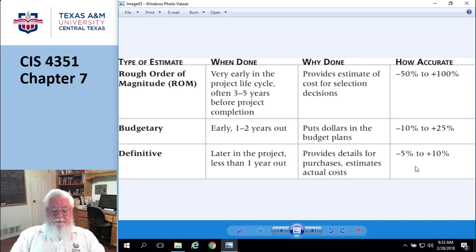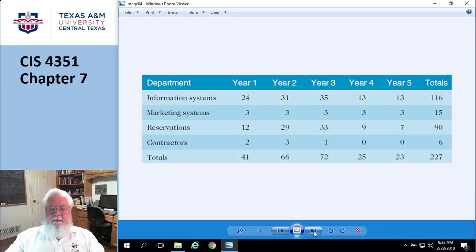Okay, so obviously for an awful lot of IT related projects, a large portion of this is going to be labor, right? Okay, cool. So there's table 7.2. And here's one of the things they did. They figured, okay, this is going to be some 5-year project, and I'm going to have some IT folks and some marketing folks and some reservations and contractors, and here's all of the labor costs associated with these things. So yes, it's going to be lots of labor costs.